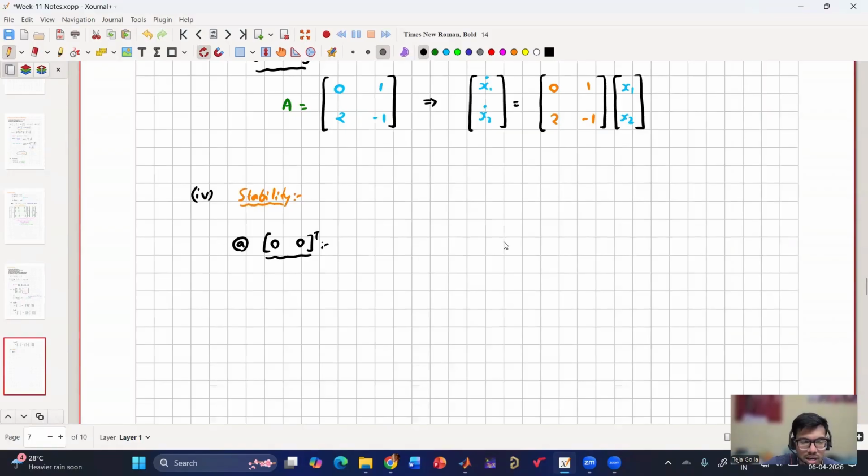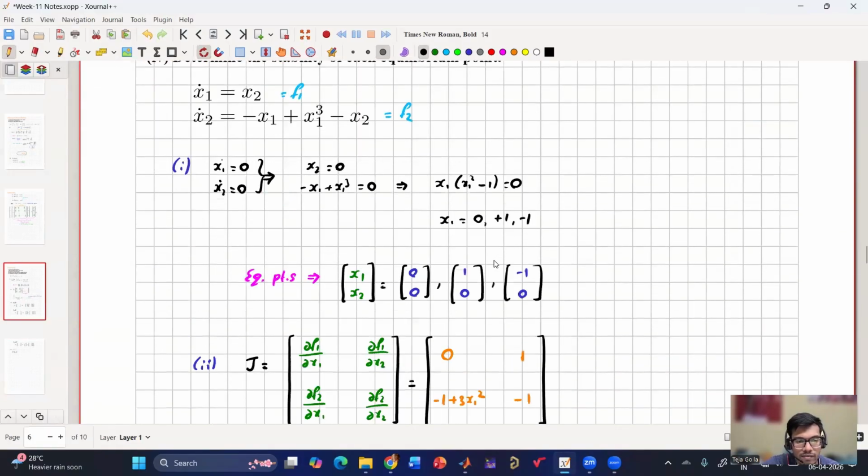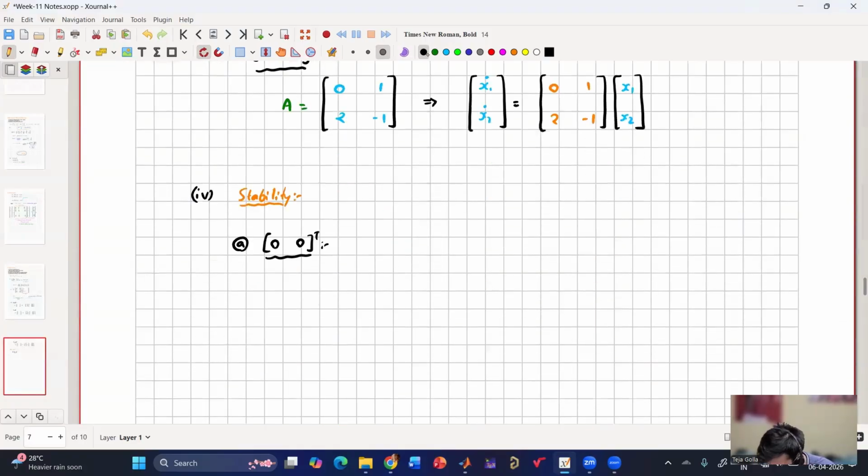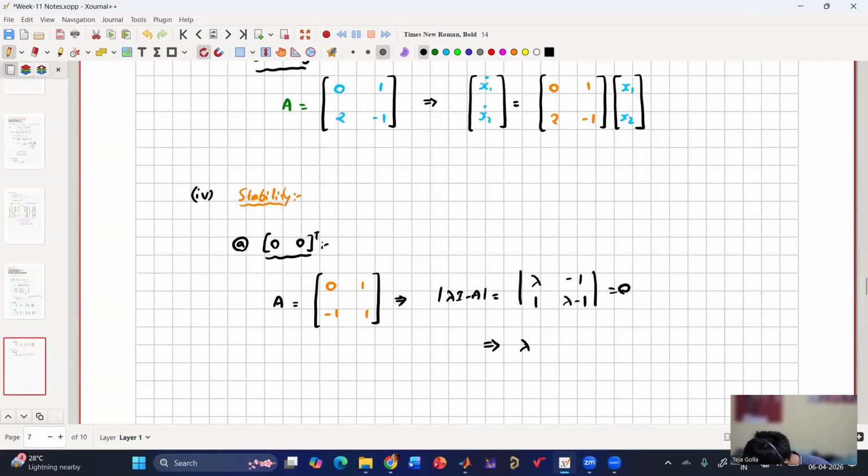Okay, so now in this case, I will be considering the A matrix that I have obtained here, which is 0, 1, minus 1 and 1. So how do we calculate the eigenvalues? Determinant of lambda I minus A. So I'll get lambda minus 1, 1, lambda minus 1. I have to calculate the determinant of this and equate it to 0 to calculate lambda. So lambda square minus lambda plus 1 is equal to 0.